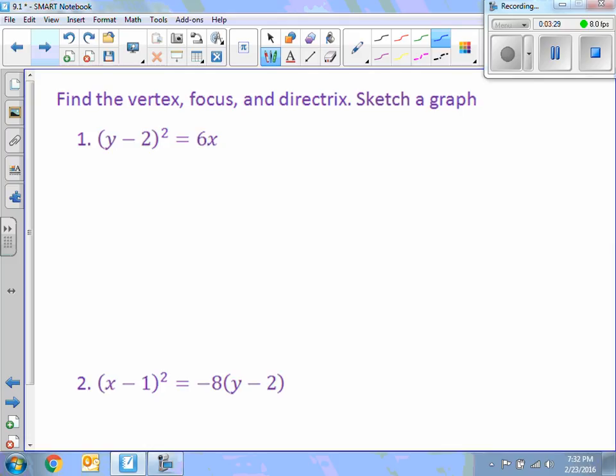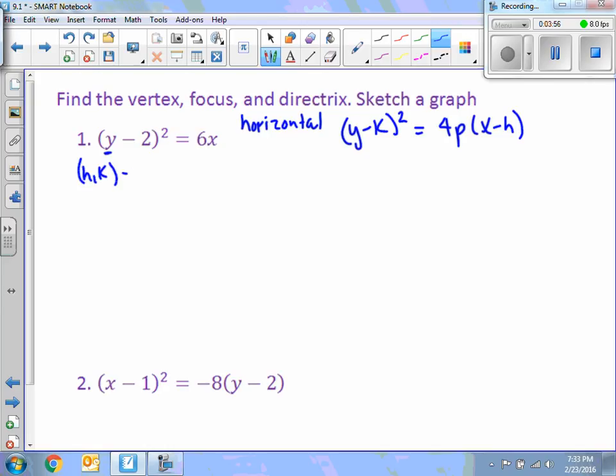So, we have, first of all, a y here. That means we are looking at a horizontal parabola, so we're going to use a horizontal equation. The horizontal equation was (y minus k) quantity squared equals 4p times (x minus h). Looking at this, we can identify our h, k. Well, what is attached to this x here? Nothing, so we assume h is 0. Our k value is 2. So we have a center of (0, 2).